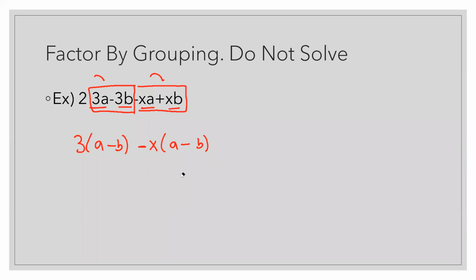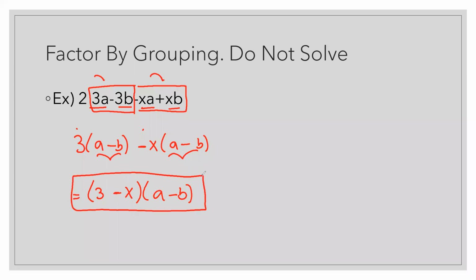Okay, so we took out that, and then we do have a repeating term. Our repeating term is a minus b. Bring down your leftover, so our leftover is the 3 and a negative x. Okay, and that is your final answer. Go ahead and pause to write down the work. Okay, let's move on to the next one.